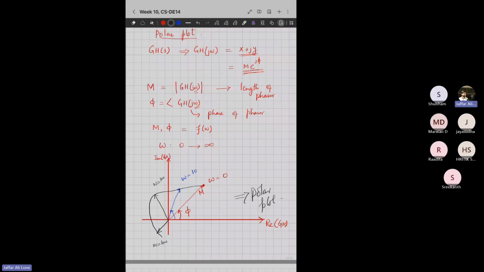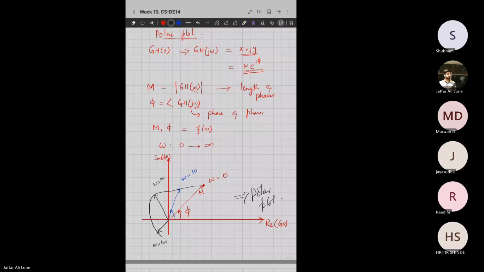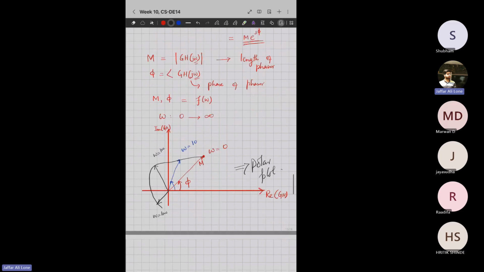So basically, I had an open loop transfer function. I can write the open loop transfer function in the form of a complex number. That complex number has a magnitude as well as a phase, which we have discussed pretty well in the root locus class. If I change frequency, both phase and magnitude are a function of frequency. And if we change omega from 0 to infinity, we obtain a locus, which is called a polar plot.